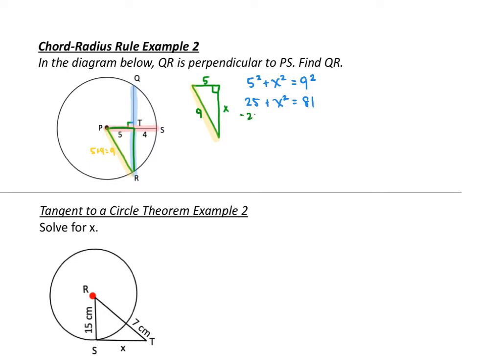We're going to subtract 25 from both sides. That gives 56, and then we're going to take the square root. So you get x is about 7.48.